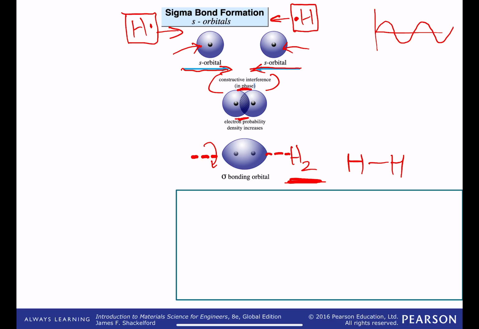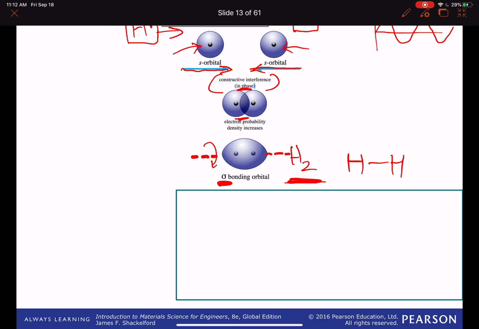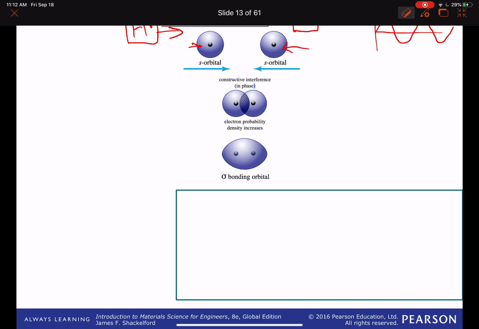Okay, so when we have symmetric electron density about that axis that joins the two atoms of the bond together in this covalent bond, we call this a sigma bond. So this is the sigma bonding orbital that has resulted from two s orbitals coming together for the H2 molecule. Okay, let's just clean this up a little bit to make room for some of the next content.